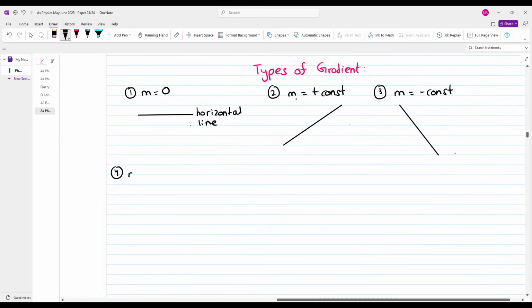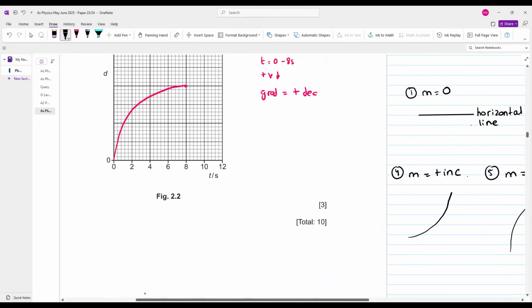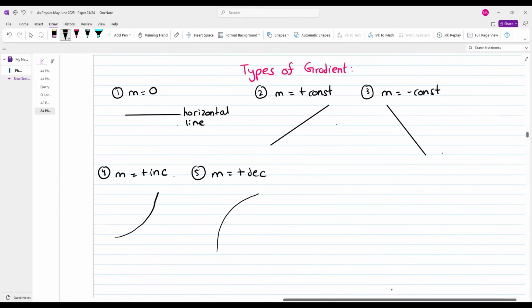Fourthly, if your gradient is positive and increasing, you will draw an increasing curve like this. If your gradient is positive and decreasing, you will draw a decreasing curve like this. This is the scenario which we just drew here. Gradient was positive but decreasing, so we drew a decreasing curve.